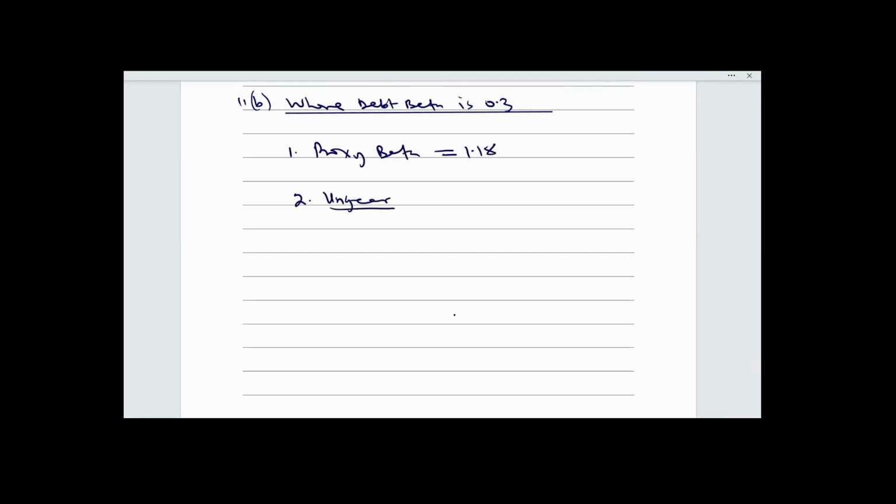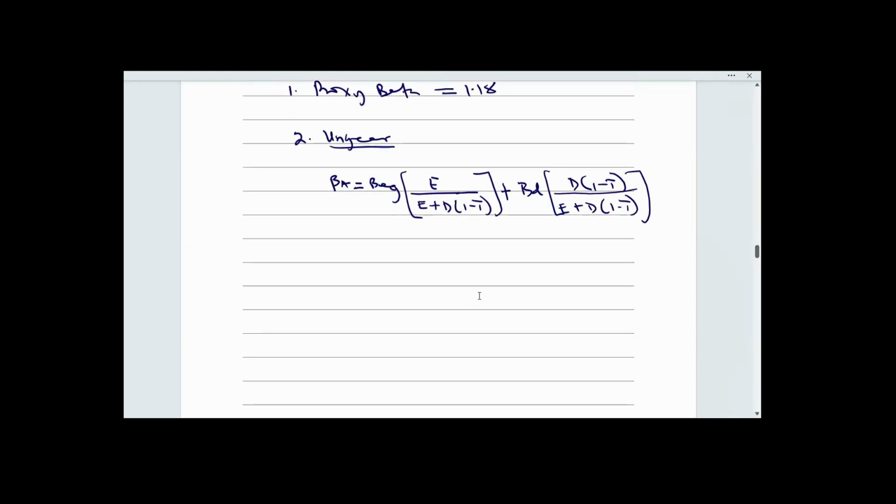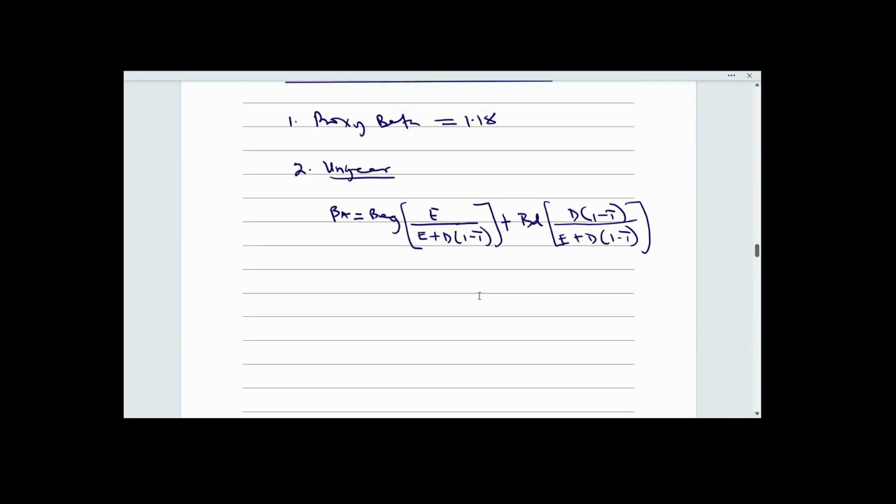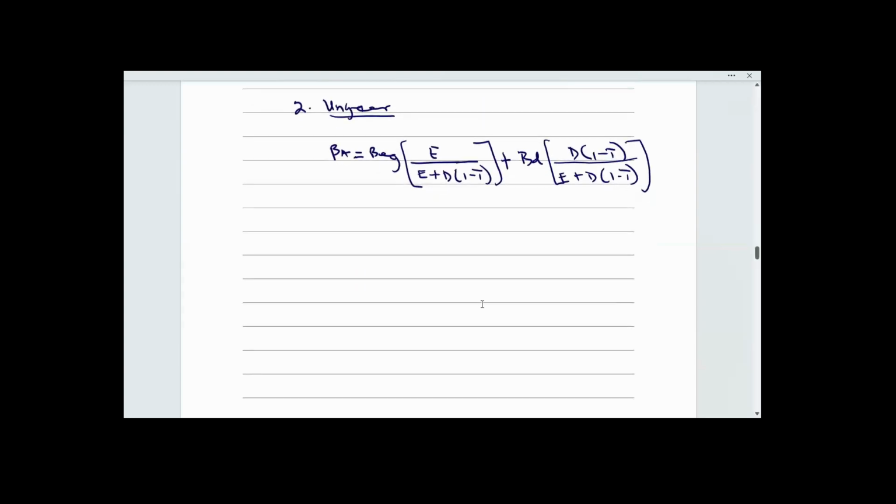Now that you have been given debt beta to be 0.3, the formula will change. Therefore, asset beta equals beta equity of a gear multiplied by equity value divided by equity plus debt (1 minus tax), plus the debt beta multiplied by debt value (1 minus tax), divided by equity plus debt (1 minus tax). That's the formula to ungear when we are given debt beta.